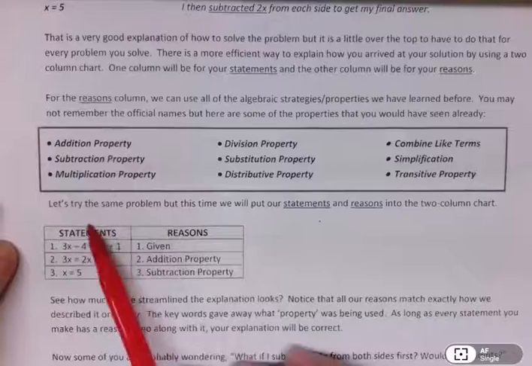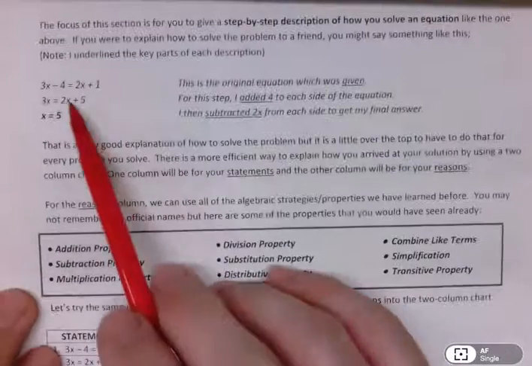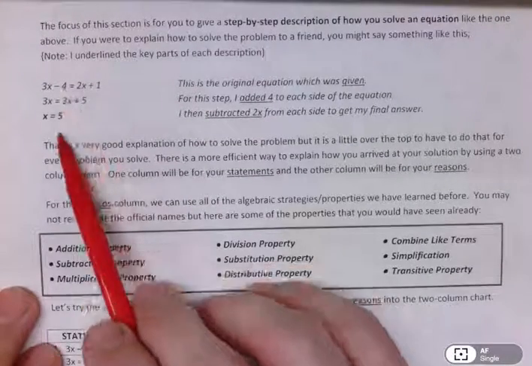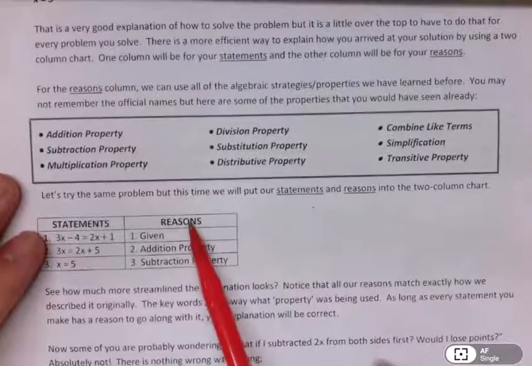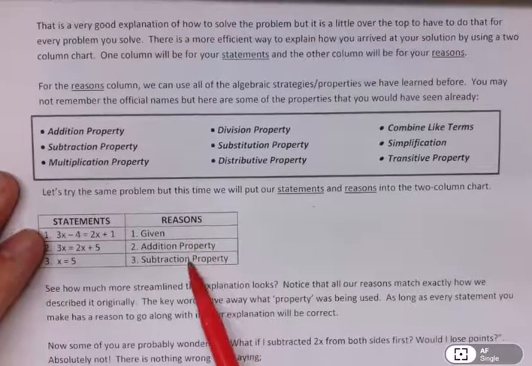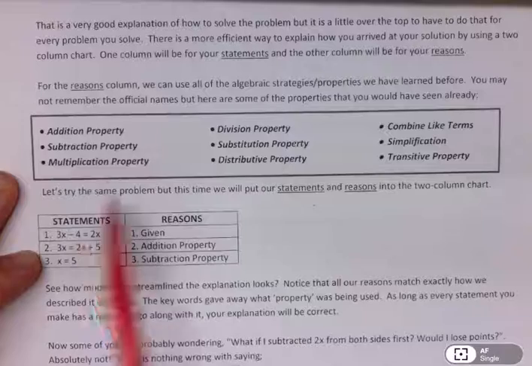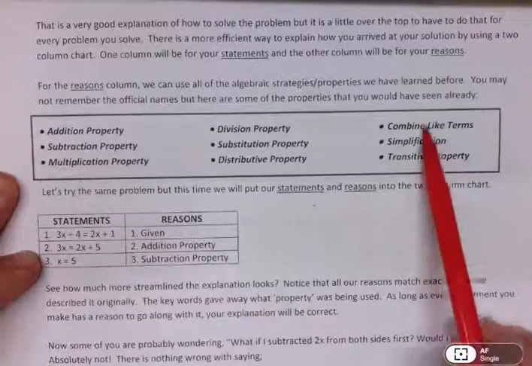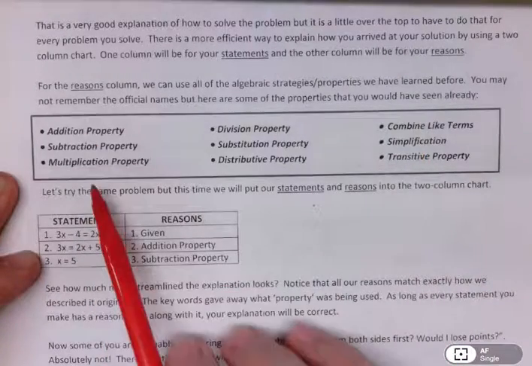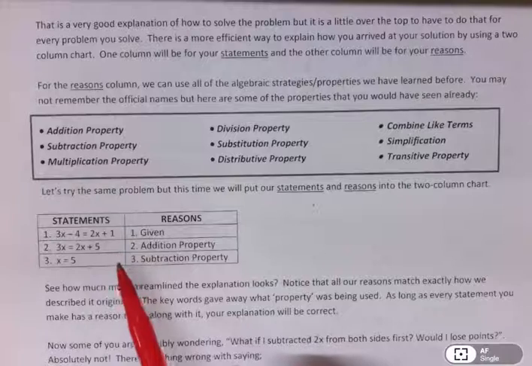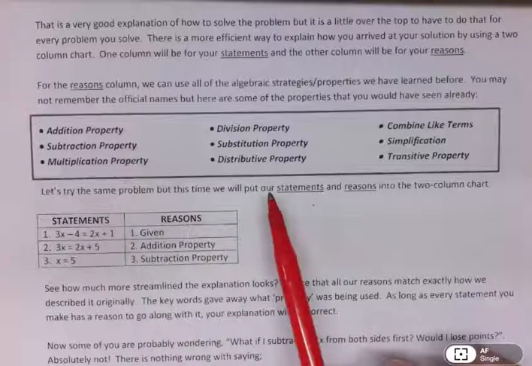You're going to have your statements, which is exactly what you would do the old-fashioned way, where you just solve. But you also have a column for your reasons. And your reasons are just a formal way of saying exactly what you did in your statements. Here are examples of the different reasons you can use to start out. There are other reasons we're going to get to as well, but these are pretty much the algebraic ones.